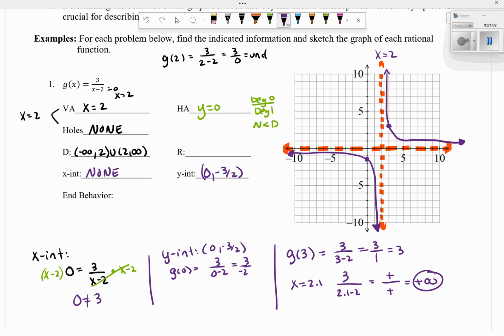And then if we look at our range, it is going to be all real numbers except for our horizontal asymptote: negative infinity to 0, union 0 to infinity. That helps us with our end behavior. The limit as x approaches either positive or negative infinity for the function g of x is equal to 0, because in the long run we're approaching 0 as we get larger and larger values of x in the positive and negative direction. All right, so looking at the next problem, number 2.